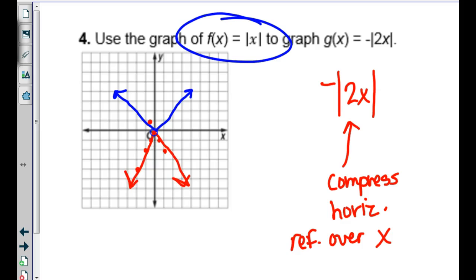So here's my question. Can you tell that it was compressed horizontally versus stretched vertically? The answer to that is no, because this graph is identical. Moving the 2 outside at an absolute value does nothing. Okay? So this is a bad example if they really wanted us to get the idea.